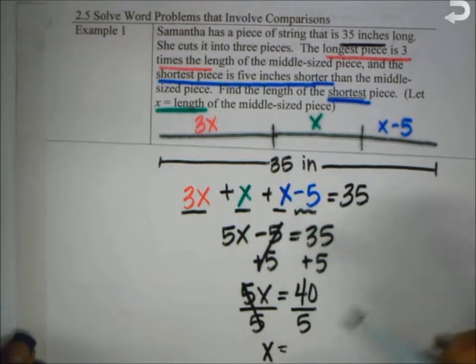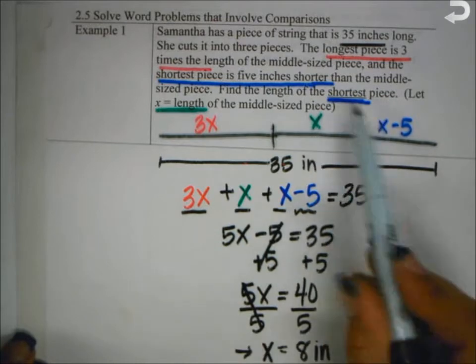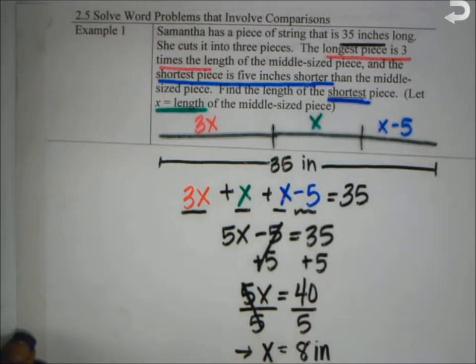8 what? 8 inches. Is that what I was looking for? No. This is x. X is what? The middle piece. What was I looking for? Small piece. The shortest one.